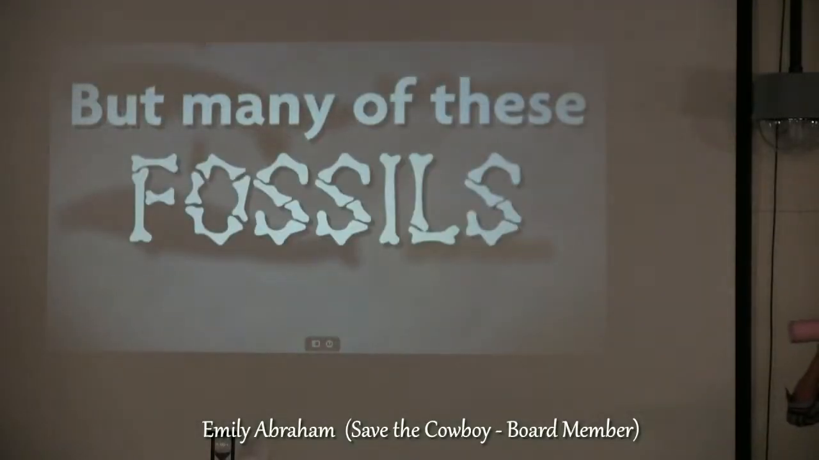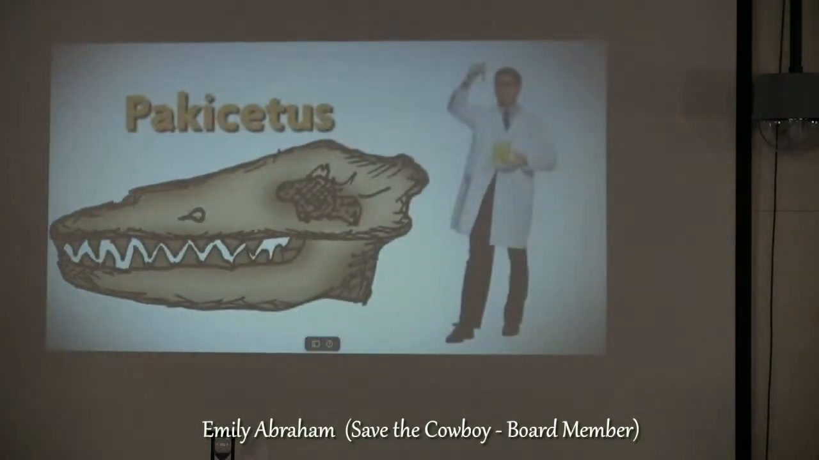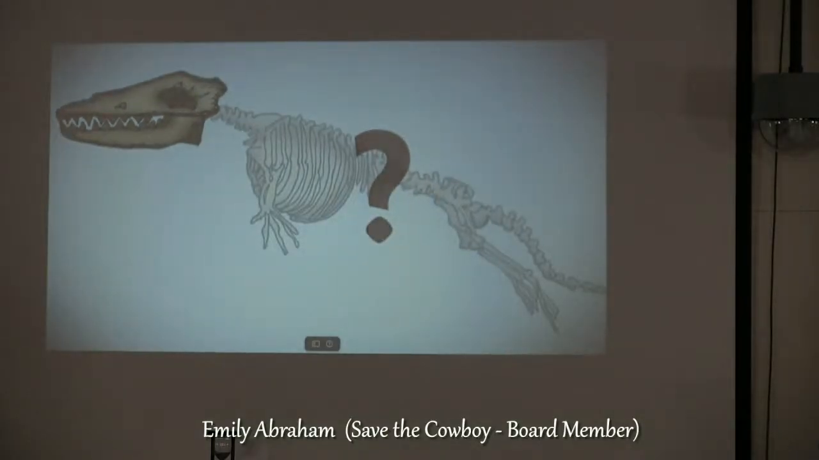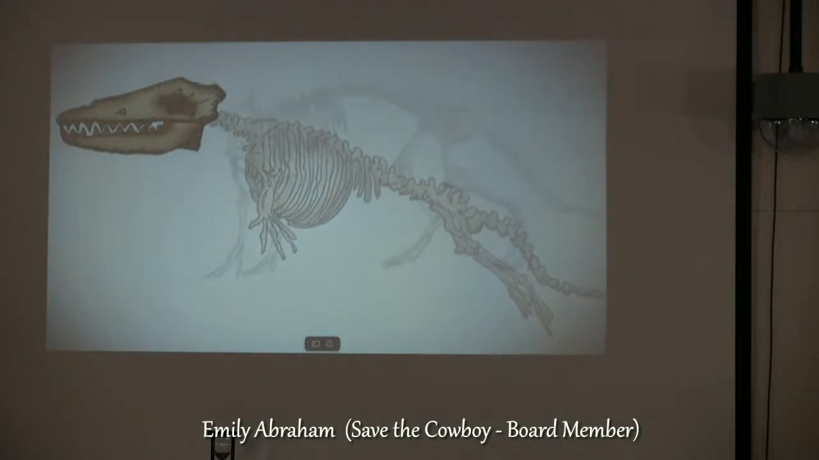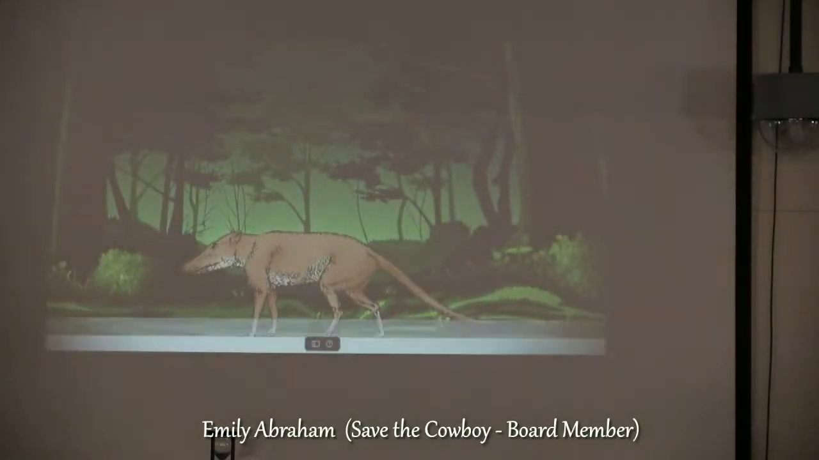But many of these fossils are incomplete. Take the famous fossil Pakicetus. Scientists first found an incomplete skull, and it didn't even have a body. Later, a more complete Pakicetus discovery revealed perfectly normal legs. Pakicetus lived on land.